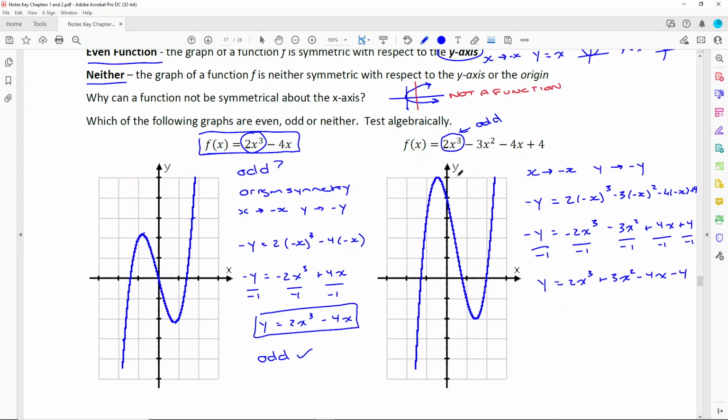Now, is this equation equivalent to this one? Heck no, right? 2x cubed is the same, but all of a sudden I go plus 3x squared. And I only have to fail one thing for it not to be equivalent. So this one is going to be neither. Now, if you don't trust me and you want to test if it's even, go ahead, but I guarantee it will never come out as even if there's the potential for it to be odd.